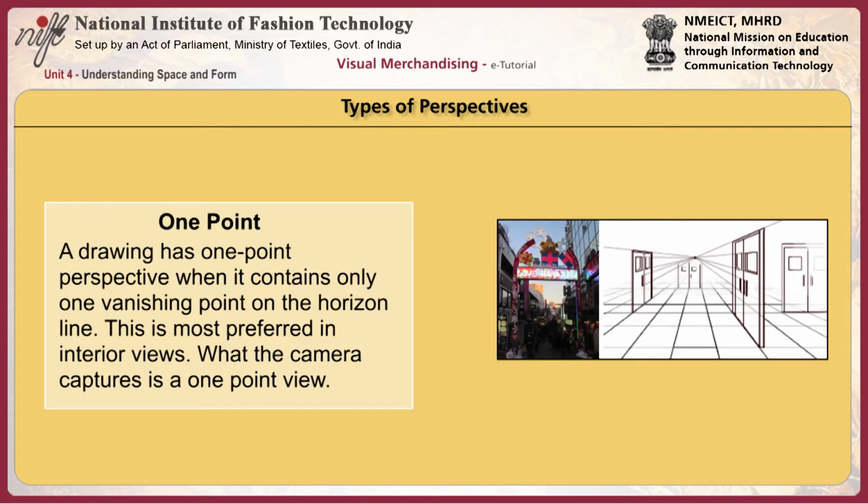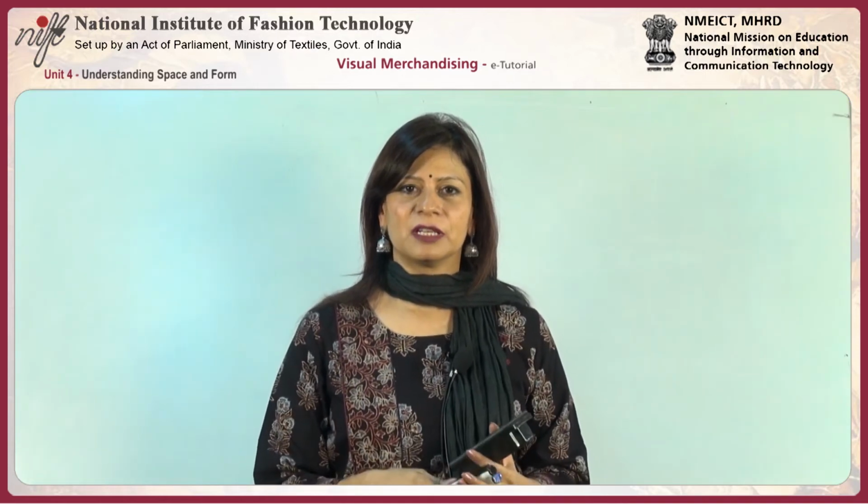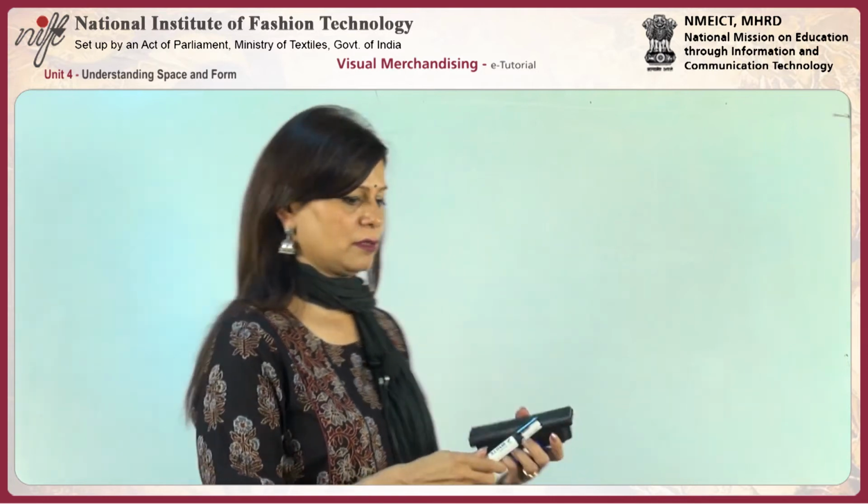Coming to the first, one-point perspective. A drawing has a one-point perspective when it contains only one vanishing point on the horizon line. This is the most preferred in interior views. What the camera captures is a one-point perspective. Now let us see how a one-point perspective is made.